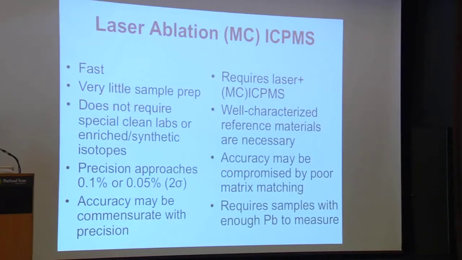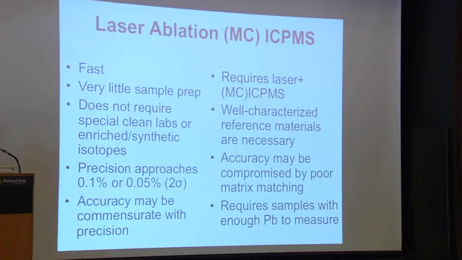And accuracy may be commensurate with precision when we analyze secondary reference materials. I say maybe because the secondary reference materials that I have, we actually produce data that's more precise than the TIMS data that we use as the nominal reference values. So at this point, it's very difficult to tell how accurate we are because we actually do a little bit better precision-wise. Not necessarily accuracy, but certainly precision-wise.